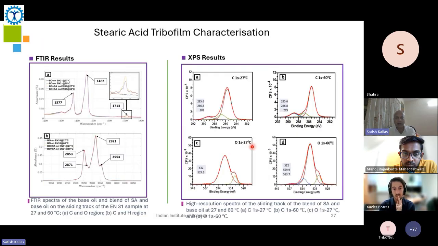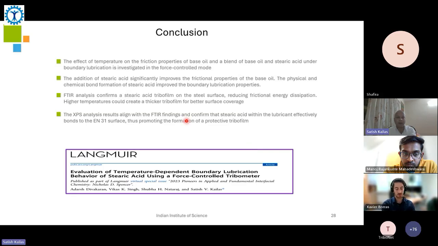We did some FTIR and XPS analysis to see the reasons for this. Clearly it is because stearic acid is getting absorbed on the surface. So the effect of temperature on friction properties of the base oil and the blend of base oil and stearic acid could be studied. Very good low velocity studies could be done. And we got this published in a special issue for Nick Spencer in the Langmuir paper. So stearic acid effectively bonds on the EN31 surface.